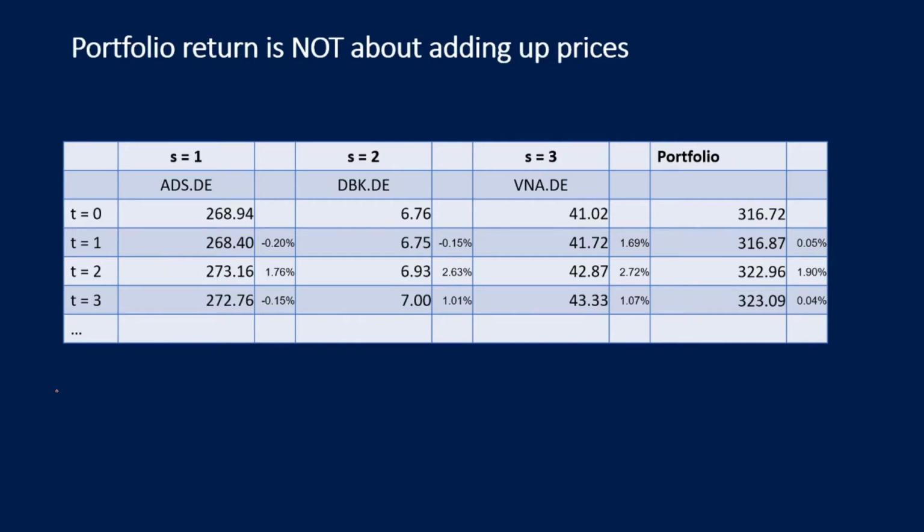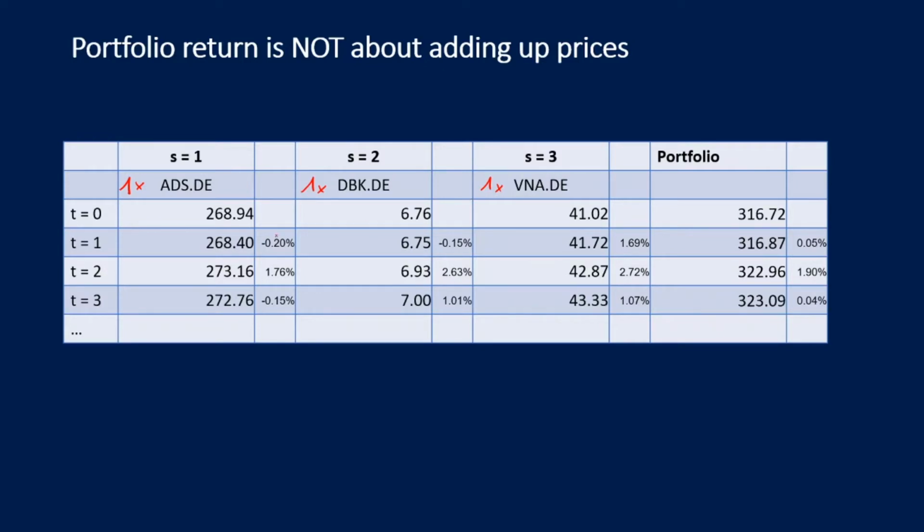Here we see a simple portfolio that is made out of 3 stocks. And it is not only 3 stocks, but exactly 3 shares. So, what do we have here? We have 1 share of Adidas. We have 1 share of Deutsche Bank. And we have 1 share of Vonovia. So, we can simply assume that we have a depot or a portfolio that is made of 3 shares.